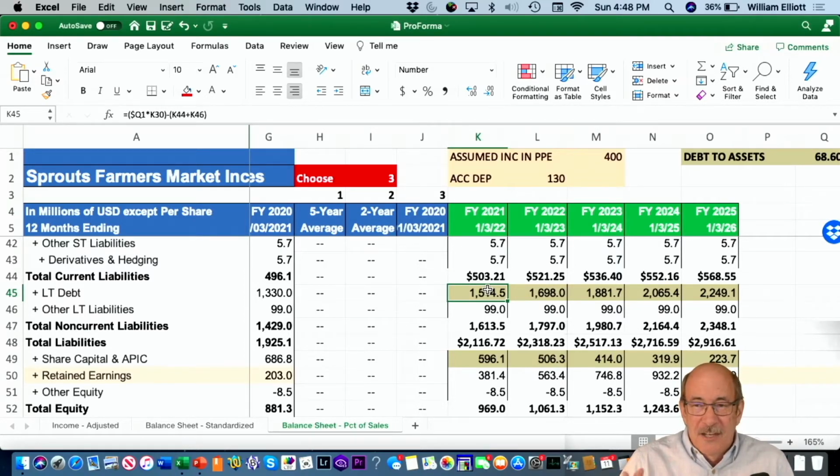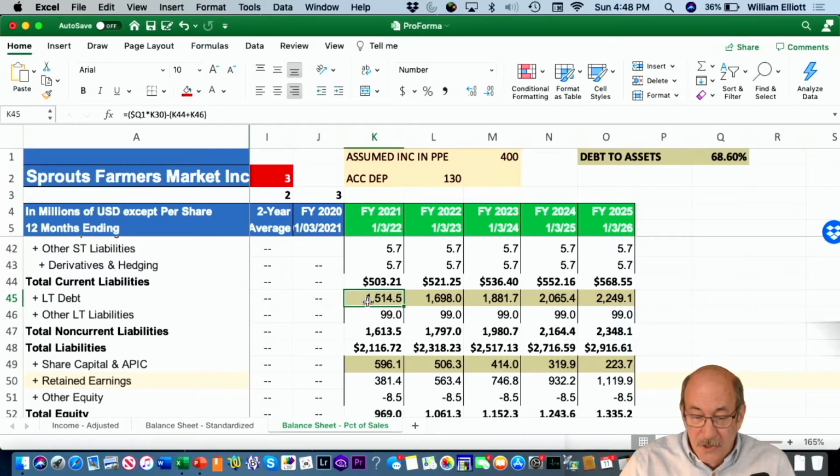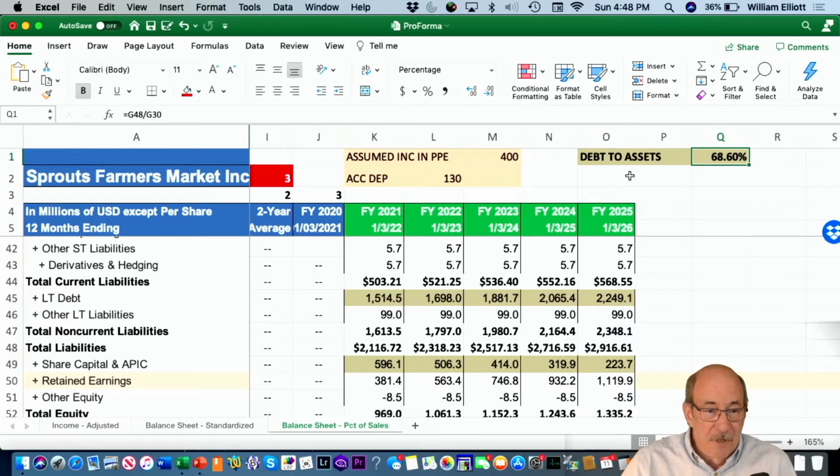What I have decided, for this kind of uninformed spreadsheet, is that I'm going to assume we keep the amount of leverage at the same level as it was in 2020. Again, I color-coded these things to make it easier to look at. Here in row 45, that relates up here to Q1, which is where I've got the debt to assets. That's my leverage: 68.6% of assets are supported with debt financing.